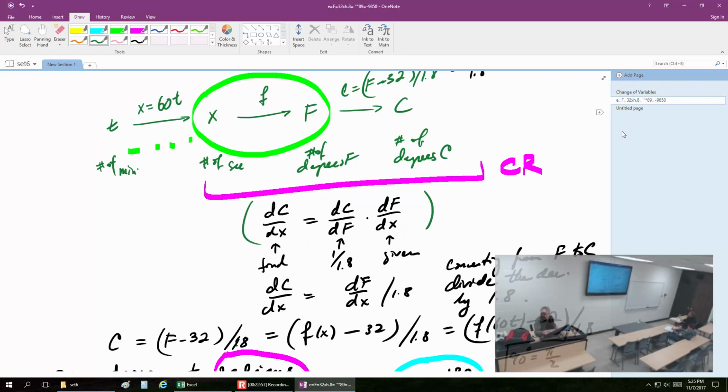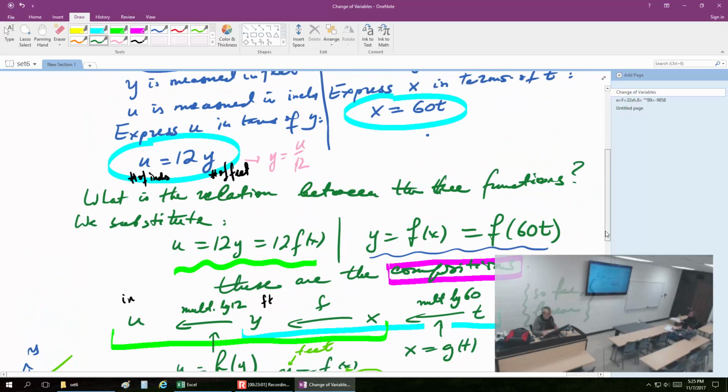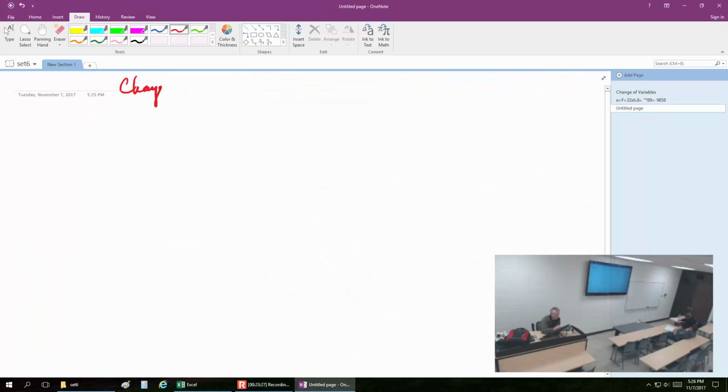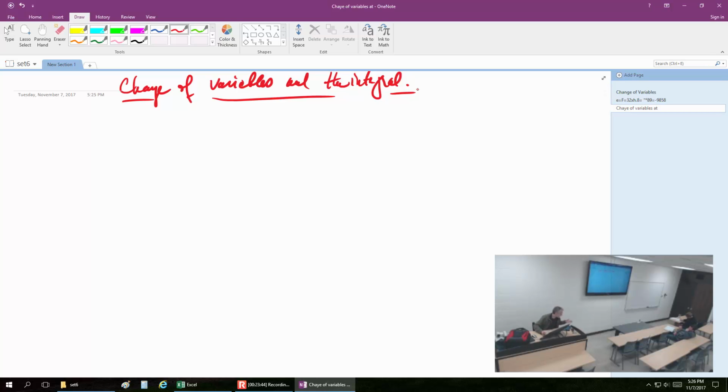So if the original one was change of variables and the derivative, we started talking about the derivative right here. Now same substitutions or more complex, and now about the integral. So change of variables or units and the integral. We already have roughly the idea of what's supposed to happen. If the substitution is linear, we'll just go and divide. Whenever we multiplied, we're going to divide.